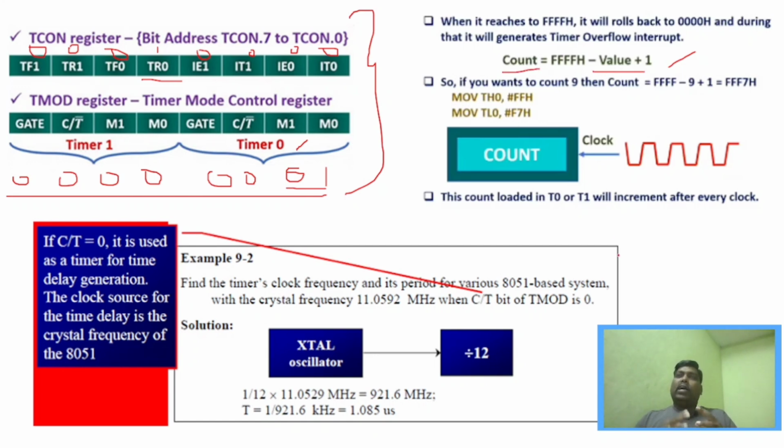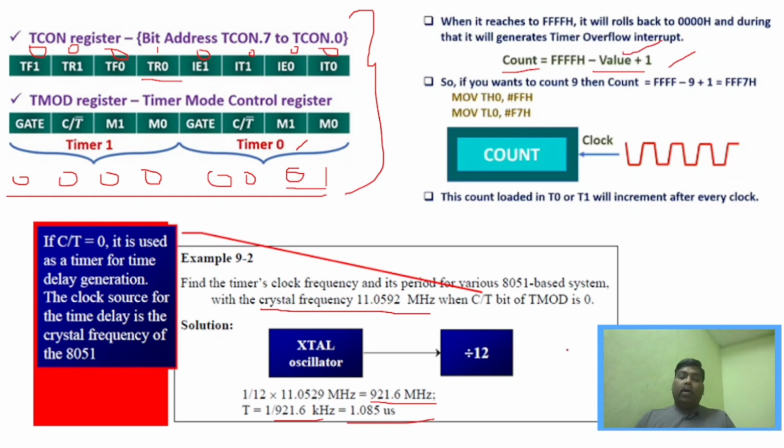But for a square wave, or to generate any particular wave, we will go to the basics. Say for example, we are using a crystal oscillator frequency of 11.0592 MHz. How will you find the timer clock frequency? We have to divide this by 12. That is what we normally do for the timer's clock frequency. So 11.0592 divided by 12, we will get this value. And to find the time period, 1 divided by this value, we will get 1.085. So now we obtain the clock time period, the complete time period.